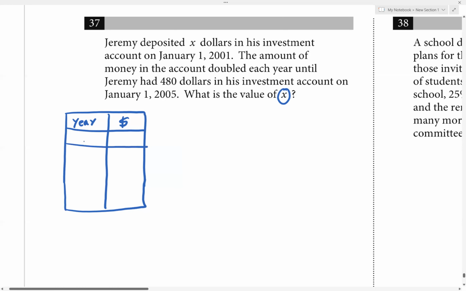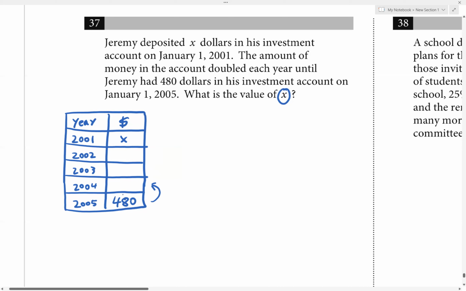All right, so we know in 2001, January 1st, 2001, he started with X dollars. Right, and then 2002, 2003, 2004, 2005, right? So at year 2005, we get how much money? 480. Right, so you see, to figure out X, we had to go back. We know each year it doubles, so if we go backward, we had to divide by 2. So I had to go back 4 times pretty much.